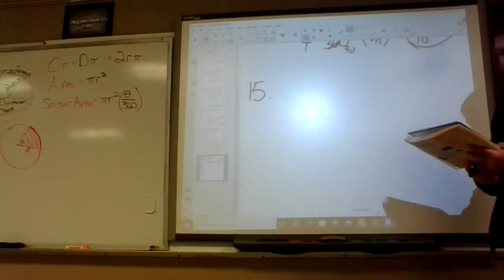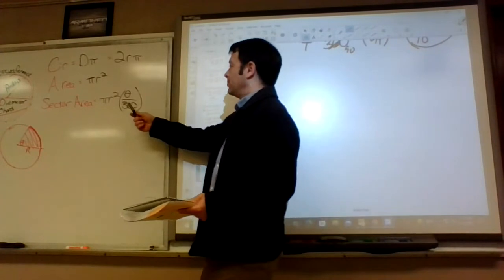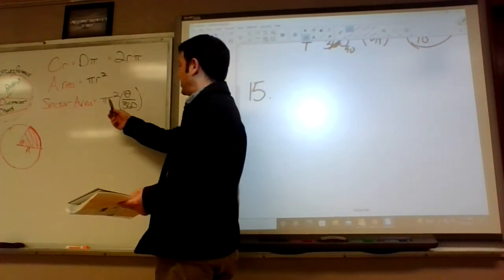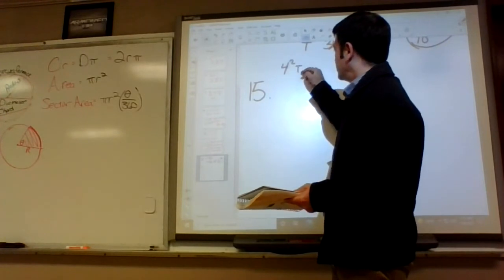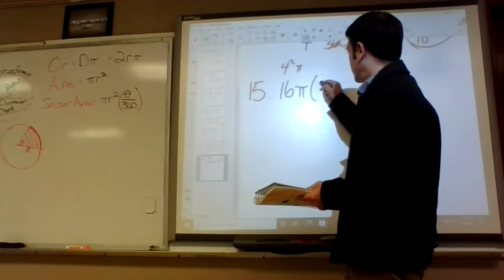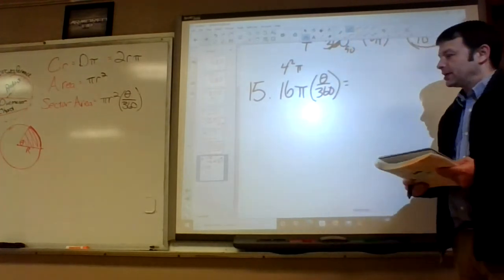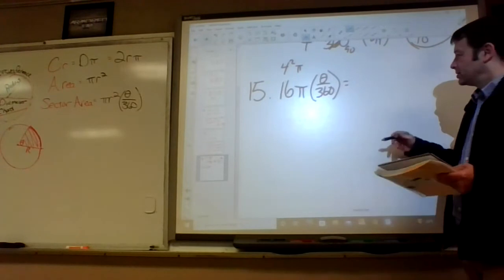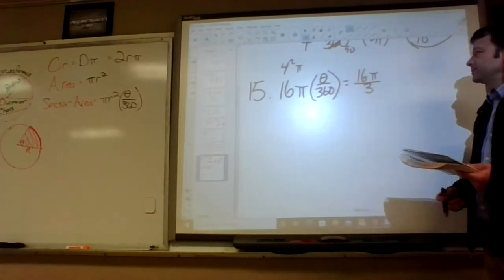Okay, so this one doesn't give us the central angle. I know the radius is 4, so 4 squared times pi, 4 squared is 16, right? So 16 times pi times theta over 360 should give us the sector area, which they tell us is 16 pi over 3.